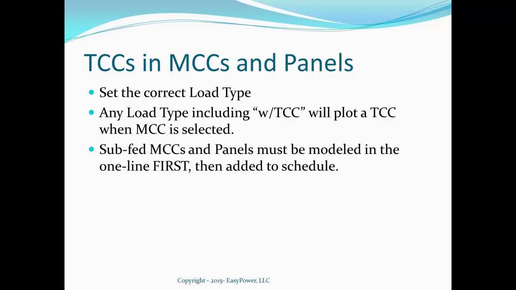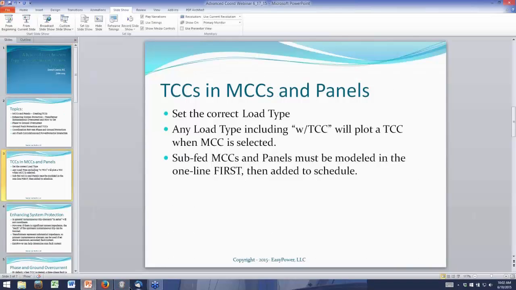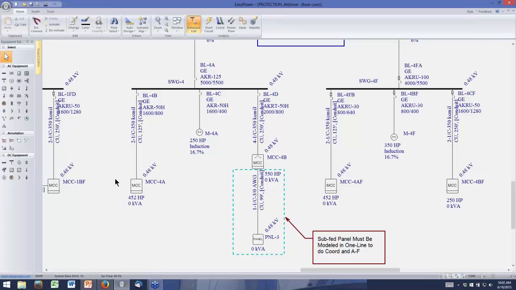So over the years, we've added a fair amount of capability to be able to look at coordination for devices that are within the MCC or panel, but it does require that the data be entered in a slightly different way. So we'll take a look at how that's done. So I'm going to go to my little example I have here. We're going to be looking at this switchgear 4, and specifically this MCC 4B here. So this is our symbol for an MCC.